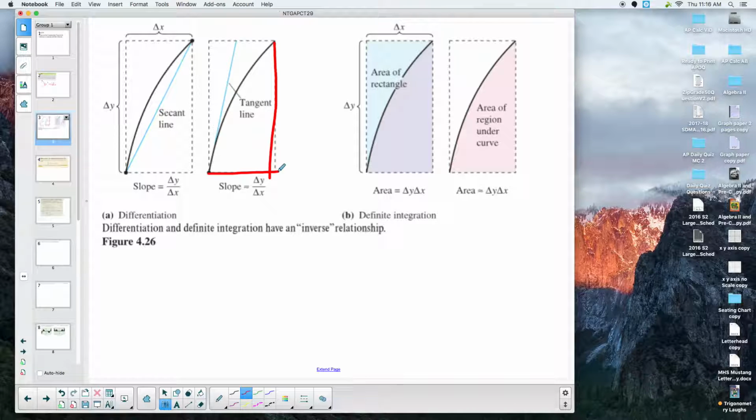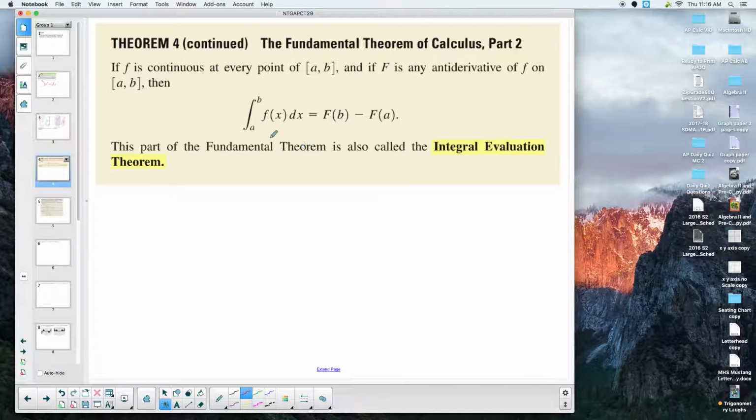Well, someone noticed that the integral relationship is the multiplication of the change in y times the change in x. So you're going backwards. Derivative and integration have an opposite relationship. And so they tied that together and said, well, hey, if I'm finding the area under the curve and it's the opposite of differentiation, why not integrate it? And so that's why we've been using the same symbol for finding the area under the curve as we've been using for antiderivatives.